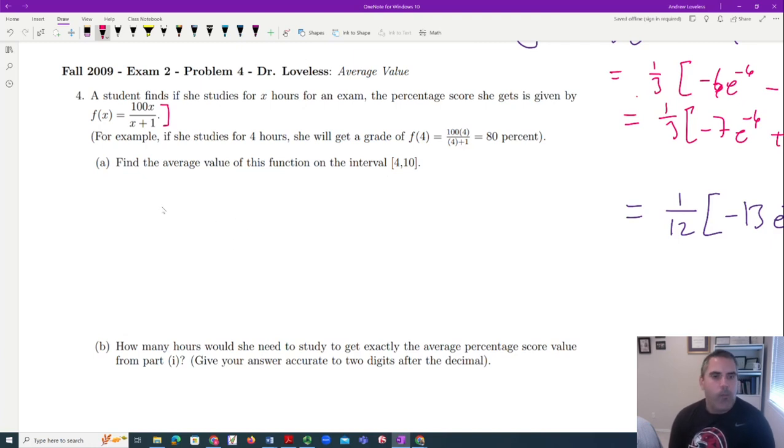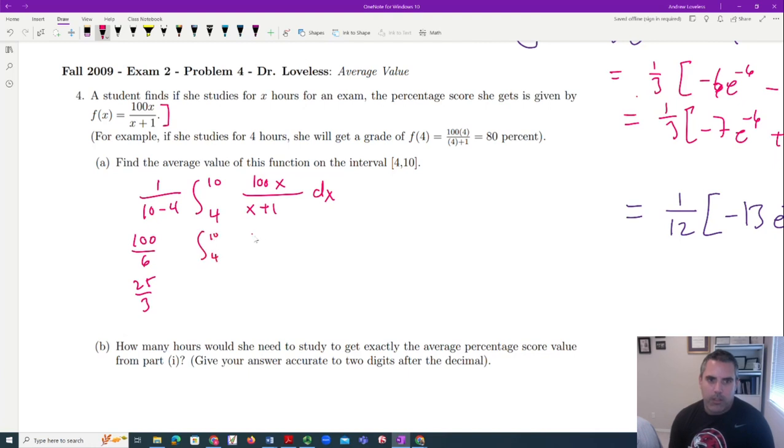Okay, so let's do it. So the question is 1 over 10 minus 4, the integral from 4 to 10 of 100x over x plus 1 dx. And so that's going to be 100 over 6 or 25 over 3, depending on how you want to write it. But the challenge is going to be, how in the world do you integrate this?